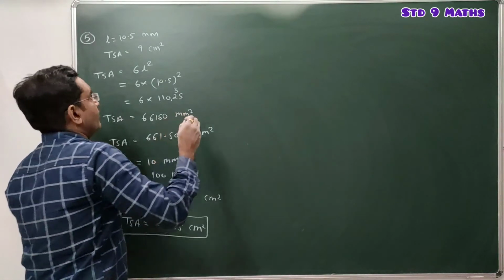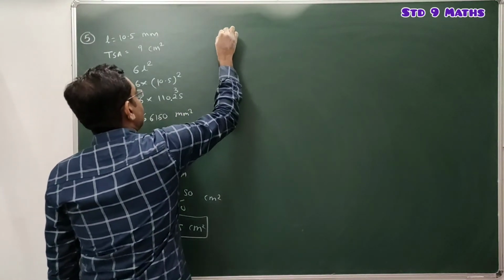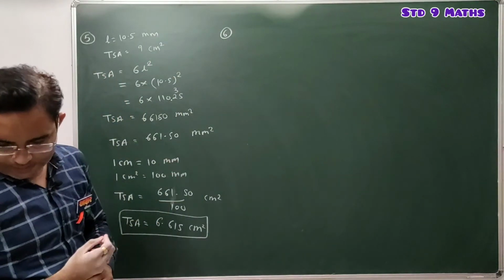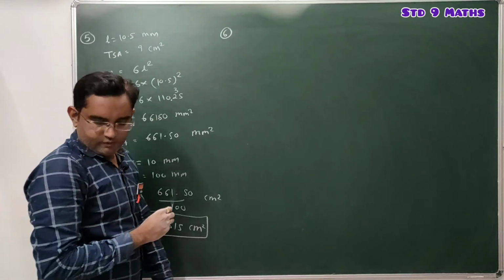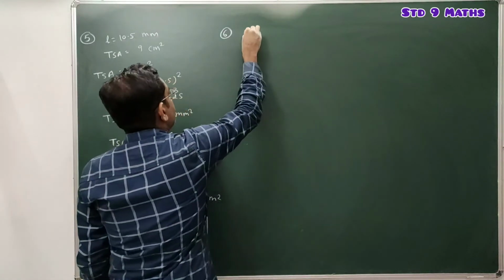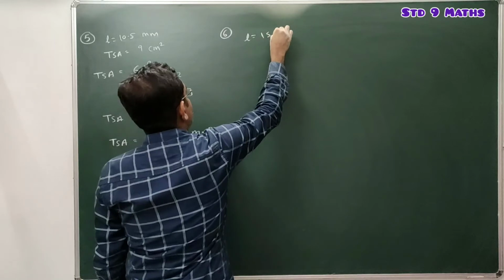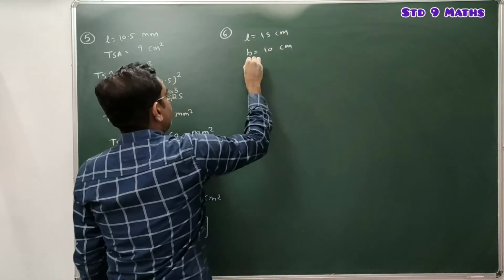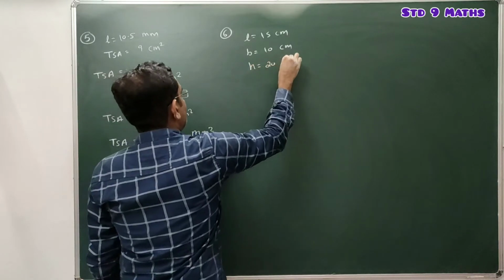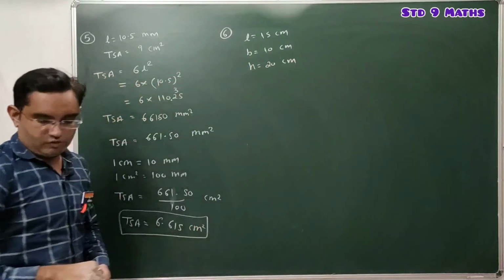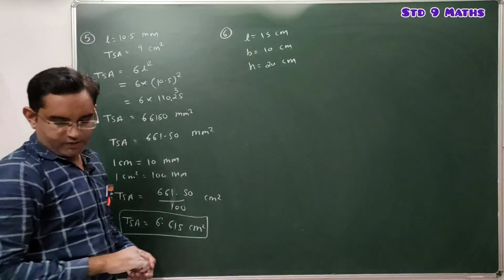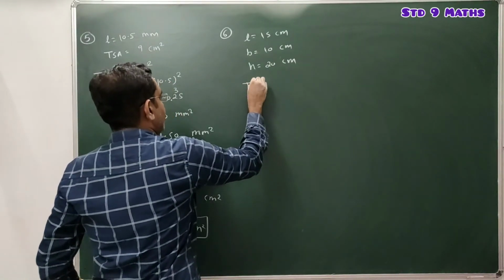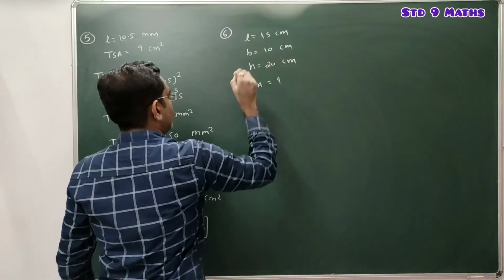Clear, students? Very good question. Now question number 6. The length, breadth and height of the cuboid are 15, 10 and 20 centimeter. Length is 15 centimeter, breadth is 10 centimeter and height h is 20 centimeter. These are the dimensions of the cuboid. Find the surface area of the cuboid. So we have to find the total surface area of this cuboid.